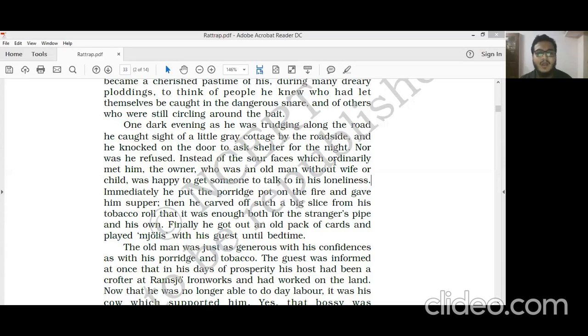So what happened? He was not refused. A man did not show him what it, and most of the question comes. Okay, students, write it down. Who was an old man without wife or child? The students directly mention it. We have seen students writing without wife or child, or sometimes they mention no wife. Okay, no wife, no child.